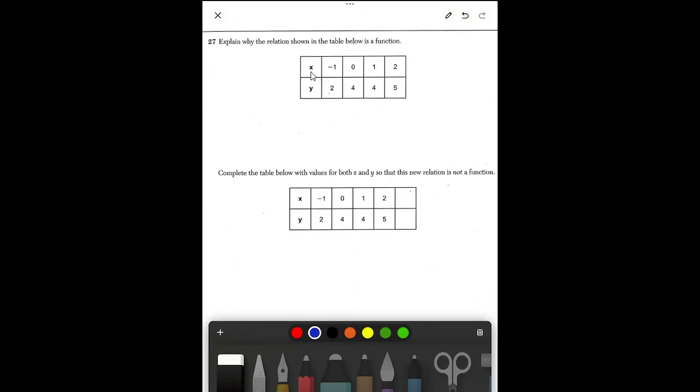The first part of this question says, explain why the relation shown in the table below is a function. Basically what you want to say is something to the effect that every input, or every x value, has one and only one output. That's technically the definition of a function. So I can write, every input has one and only one output. If you write that, they're going to give you credit because that's the definition of a function.